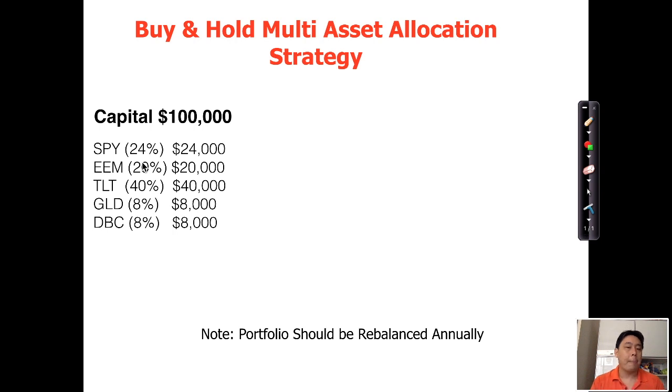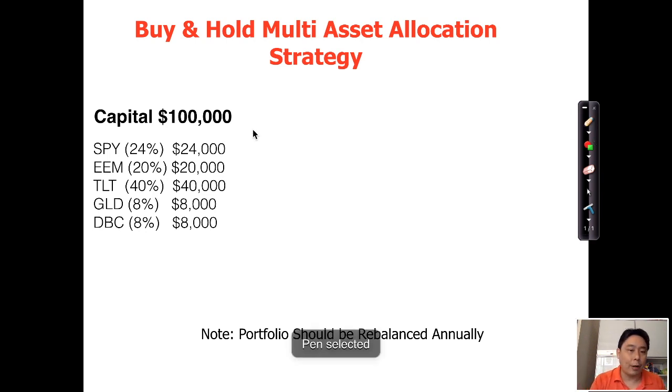Right, so it's 44%. 40% could go into TLT, and again, TLT is the bond ETF, long-term treasury bonds, to kind of hedge the stock market. All right, 8% could go into gold, using the GLD ETF, and the remaining 8% into the DBC, which is a collection of many commodities, oil, silver, gold, and sugar and coffee. So this makes it a very diversified portfolio over many asset classes.